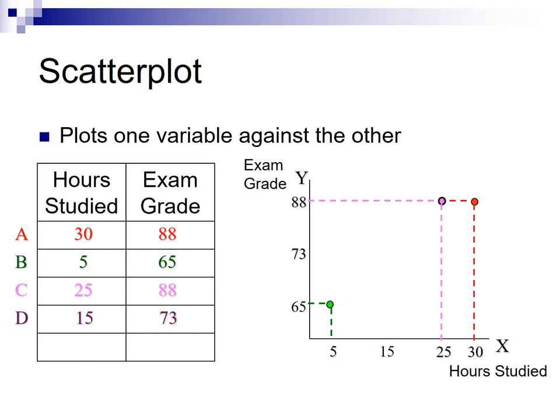Person D studied 15 hours and received 73, that's dark purple. Then person E, the orange one, studied 15 hours and received 65. These five dots present the scatter plot based on hours studied and exam grade. Then we can draw a line to summarize these scatter plots.